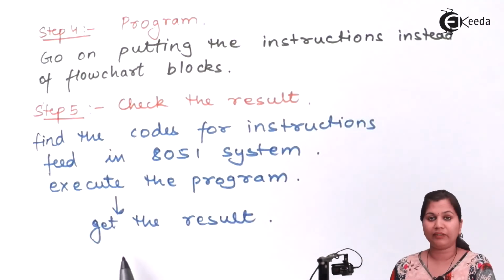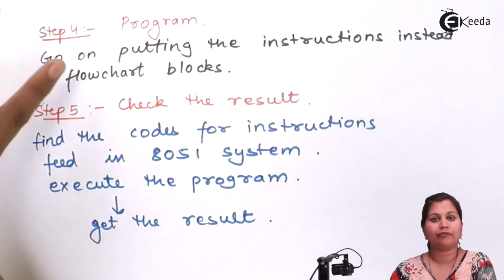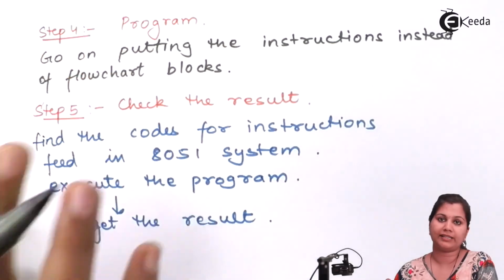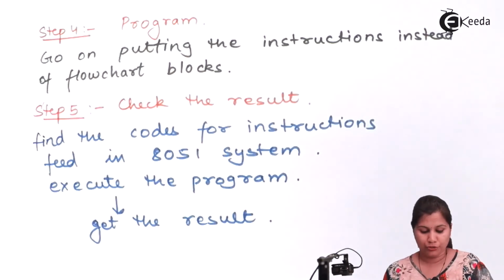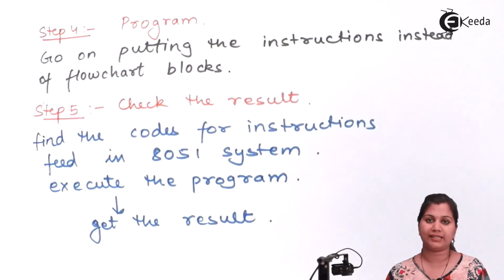And then when we are getting the result, we will check whether we have got the correct result. If not, then we have to make the corrections in the program. If we are getting the correct result, it means that we have written the right program. Okay. So these are the steps which are to be followed whenever we are programming the 8051 microcontroller.